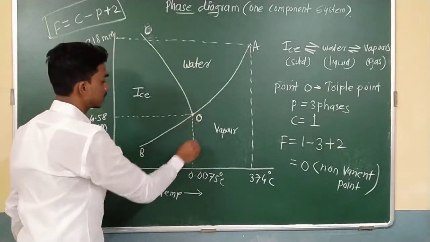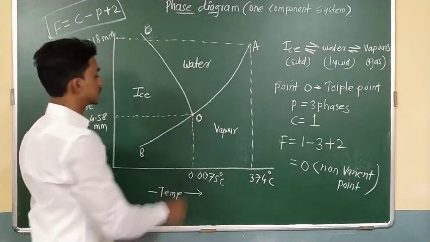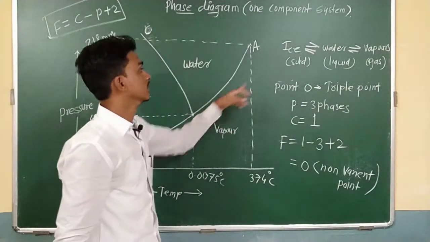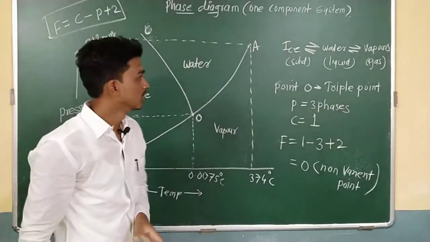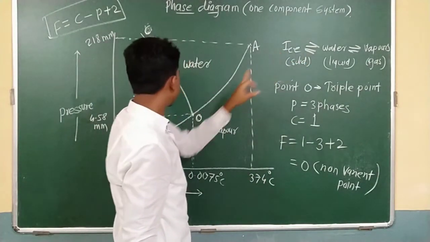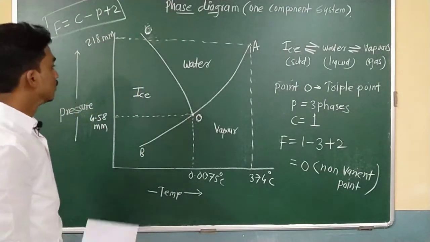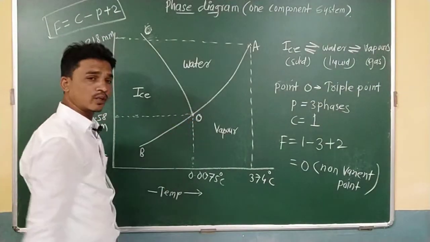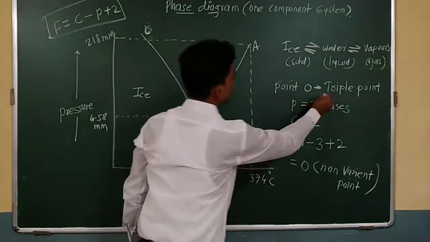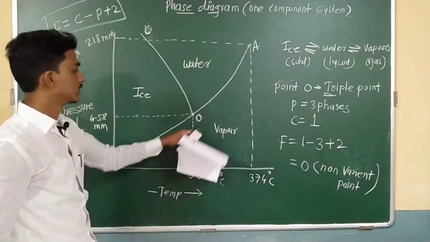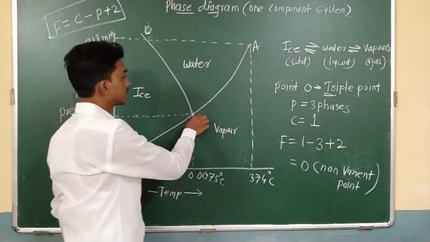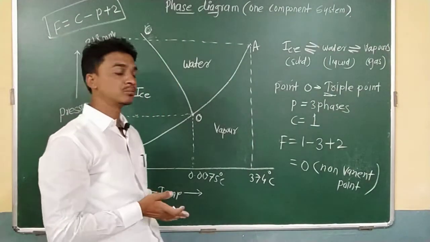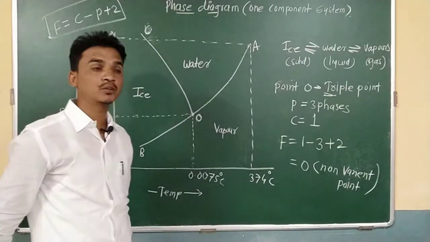At constant temperature and constant pressure, I get 0 degrees of freedom, and at that point this type of equilibrium exists at point O. So I have covered the triple point. What is the triple point? At that point how many phases are present? Three phases are in equilibrium, so we call it the triple point.